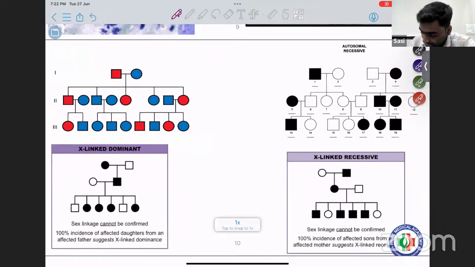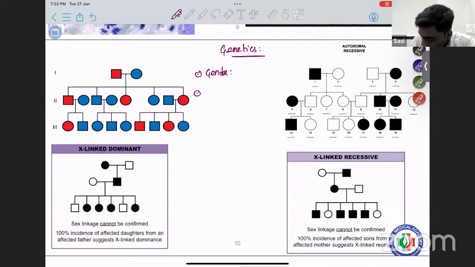Next one, we'll move on to genetics. When you move on to genetics, you need to differentiate between the types of inheritance, mostly Mendelian inheritance. For this, you need to remember just two points: one is gender, the next one is generations. If you see a case of autosomal dominant inheritance, there will be no gender bias, meaning both male and female will be involved.